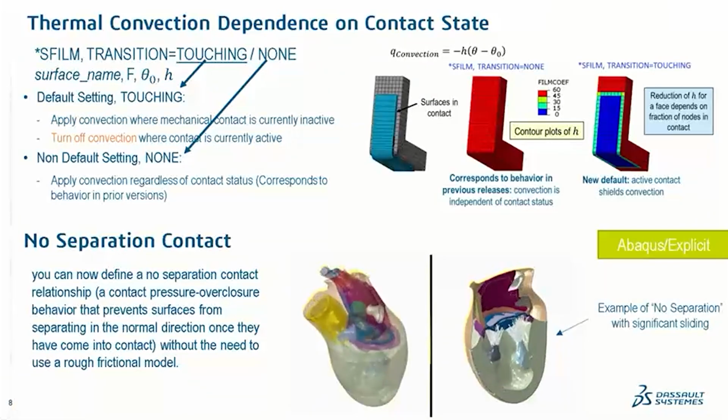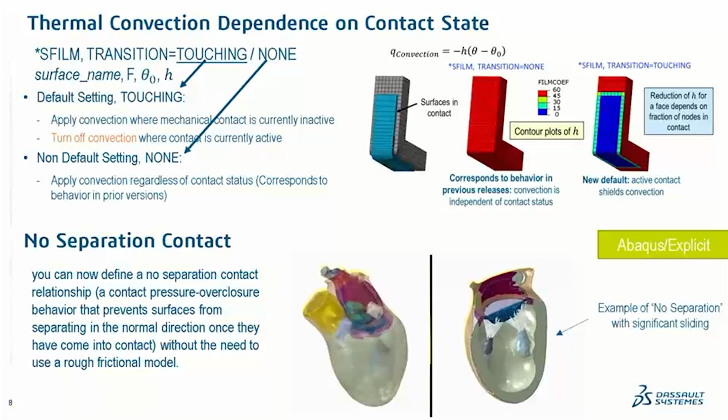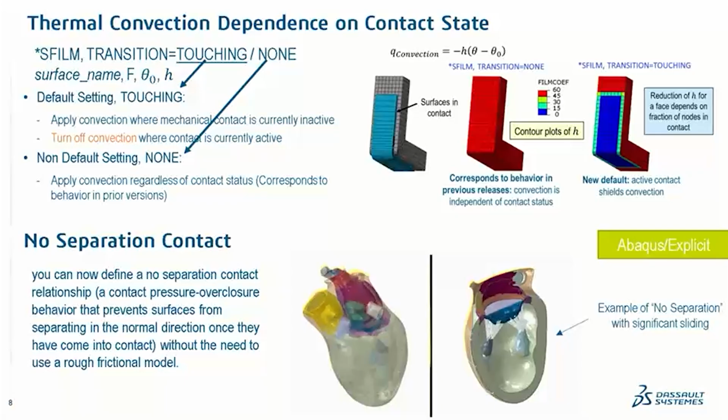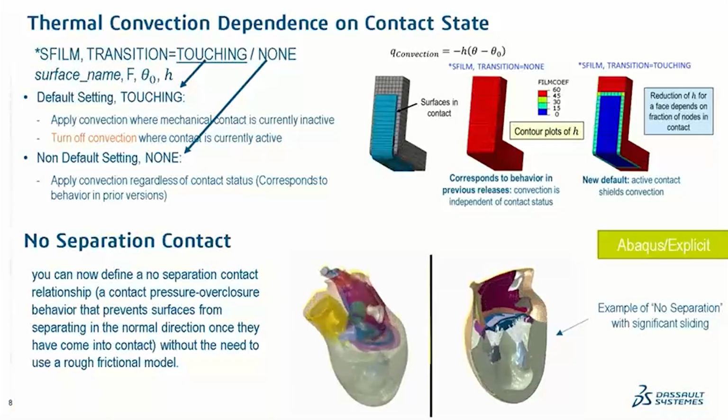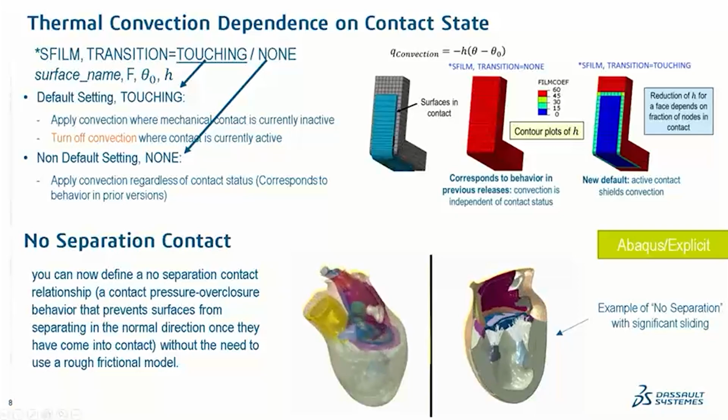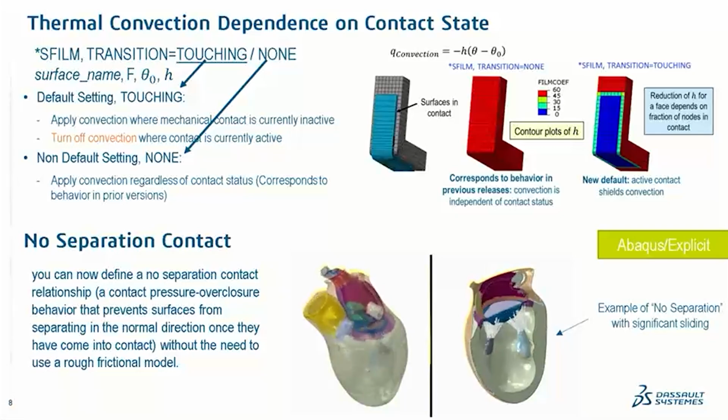And one more thing, no separation contact. That was available in Abaqus Explicit via the contact pair algorithm, but the way we were able to do it was by incorporating a rough friction. What rough friction does is, if two surfaces come into contact, rough attaches those two surfaces together. So if they are sliding against each other, it is hard to get that behavior out of it. Now we have defined the no separation contact in Abaqus Explicit by utilizing the general contact approach. And you don't need to go into over-constraining, and you can define that.